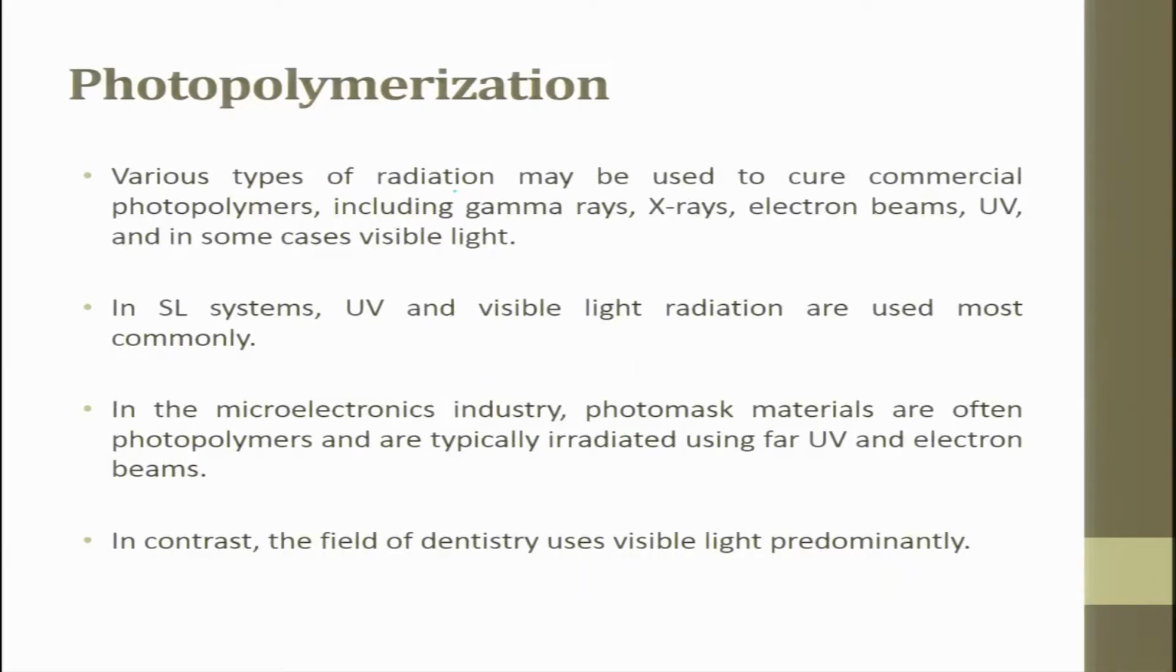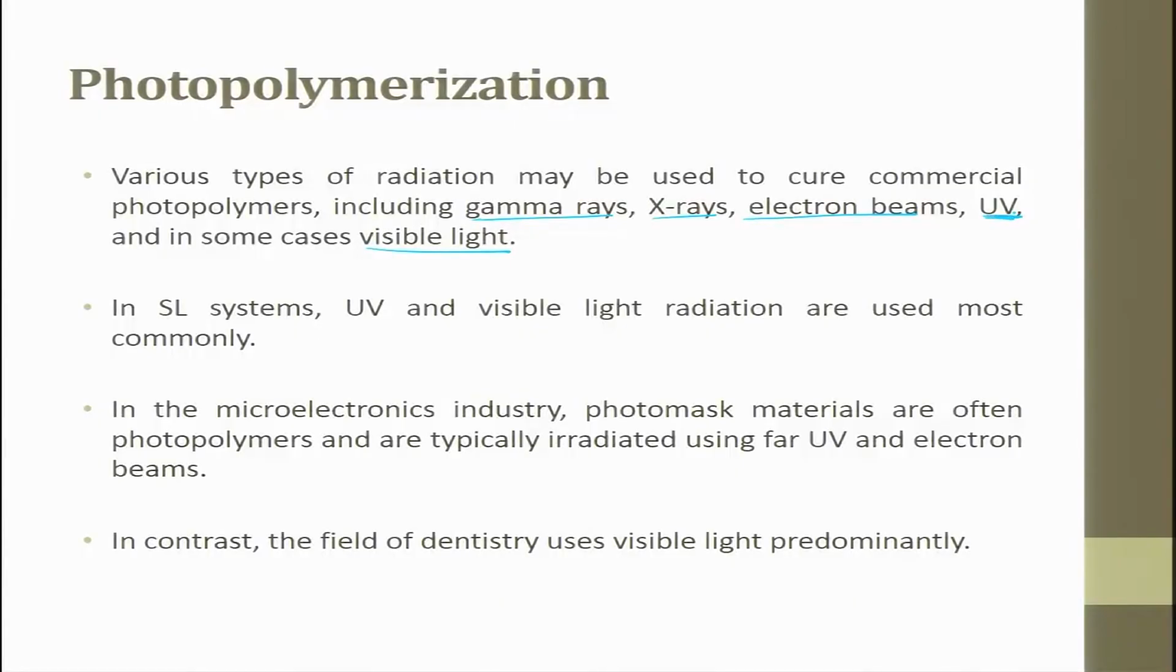Various types of radiation may be used to cure commercial photopolymers, including gamma rays, X-rays, electron beam, UV, and in some cases visible light. UV has a lot of advantages compared to electron beam, X-ray and gamma rays. The advantage of those can be that the resolution can be as small as possible, but the disadvantage is that they have a lot of side effects, and controlling the system from the source to the workpiece also becomes very difficult. So, we always prefer to use UV light. In SL systems, UV and visible light radiations are used most commonly.